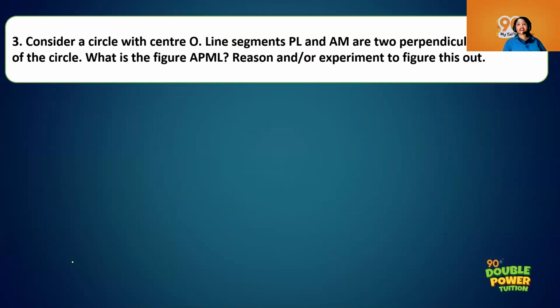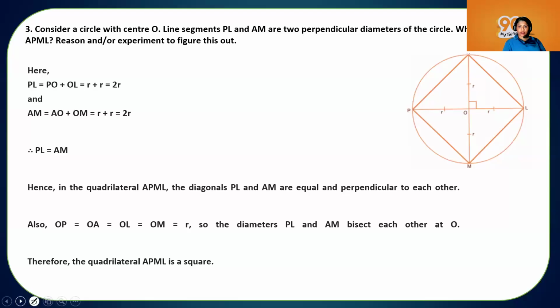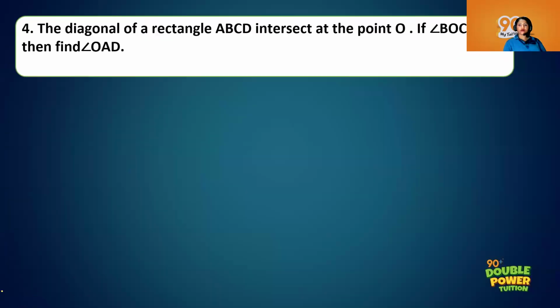Now consider a circle with the center O, a line segment PL and AP are perpendicular to the diameter. What is the figure APML? Reason or experiment to this figure? You didn't learn that yet. Now draw the diagonal. That question you haven't studied yet.